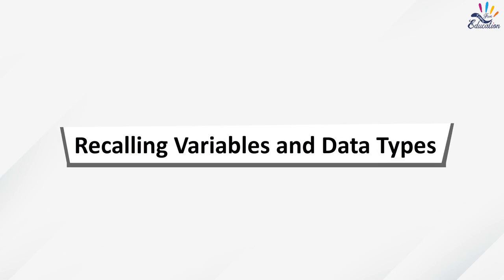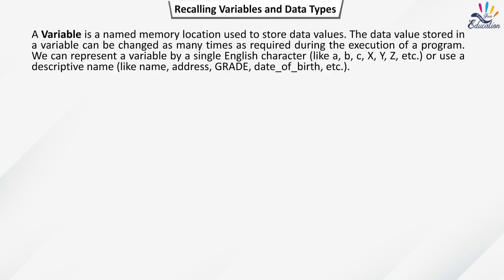Recalling variables and data types. A variable is a named memory location used to store data values. The data value stored in a variable can be changed as many times as required during the execution of a program. We can represent a variable by a single English character like A, B, C, X, Y, Z, etc., or use a descriptive name like name, address, grade, date of birth, etc.